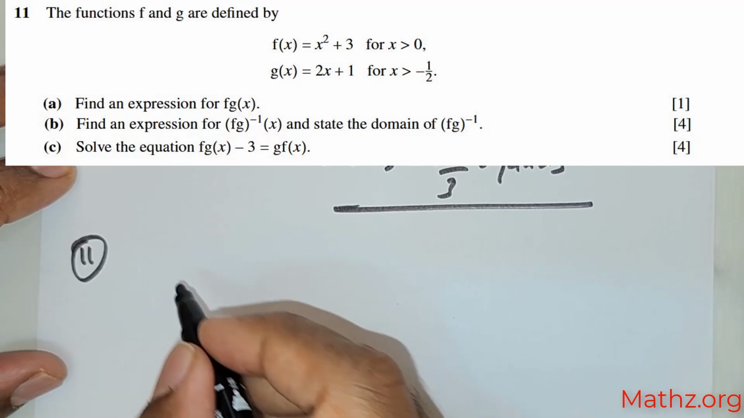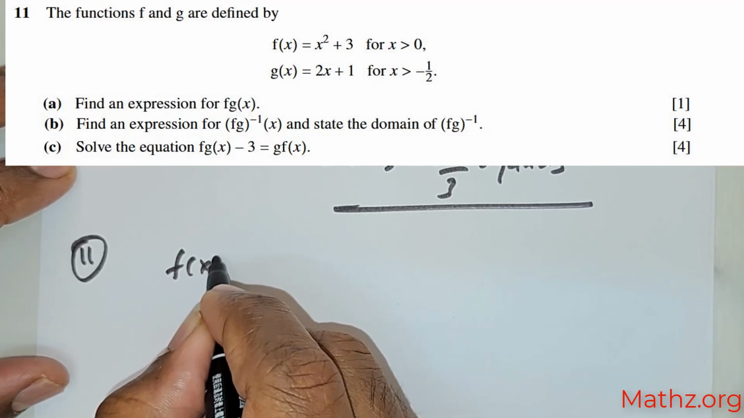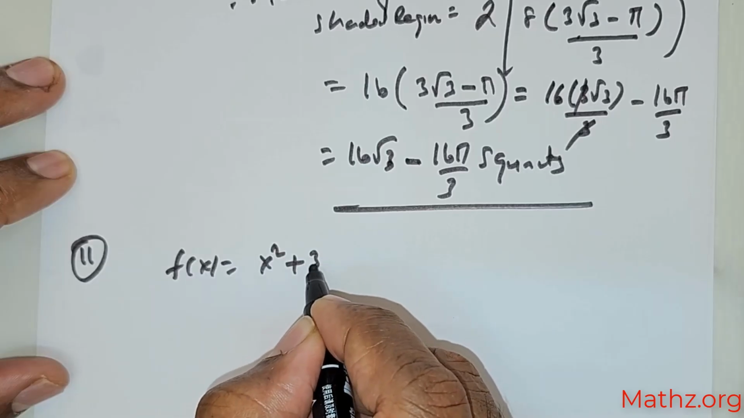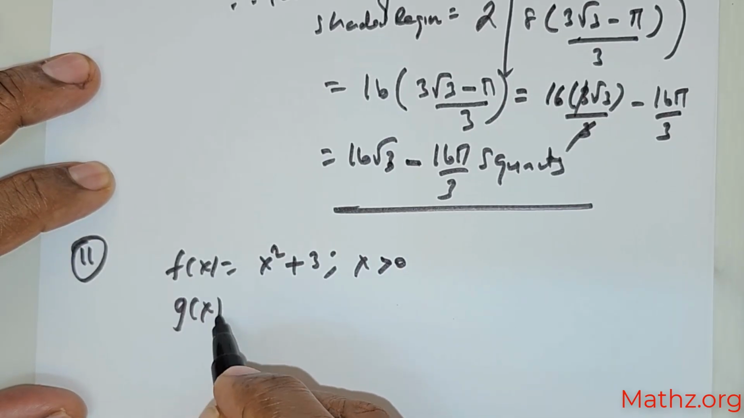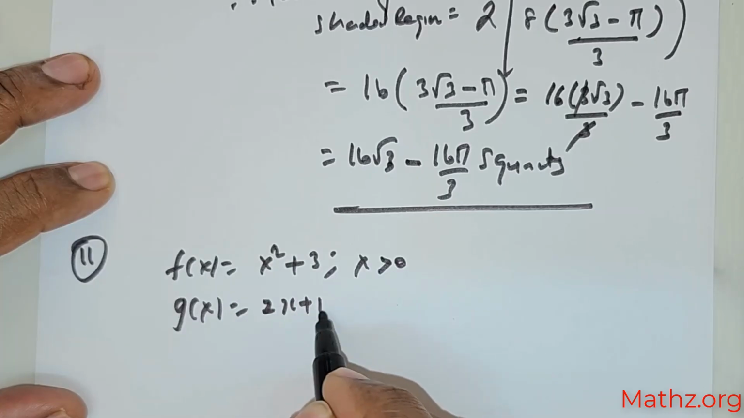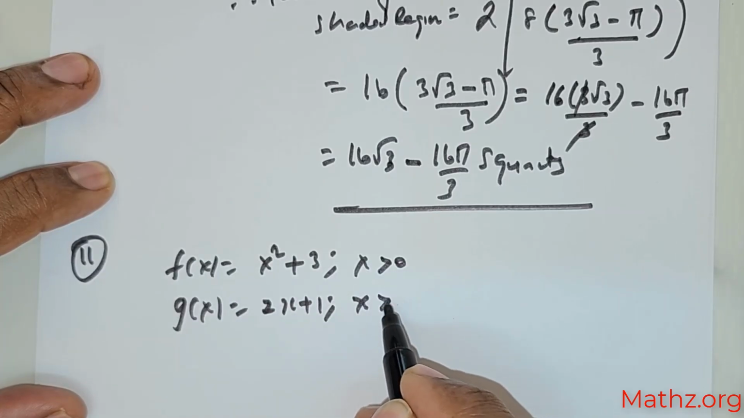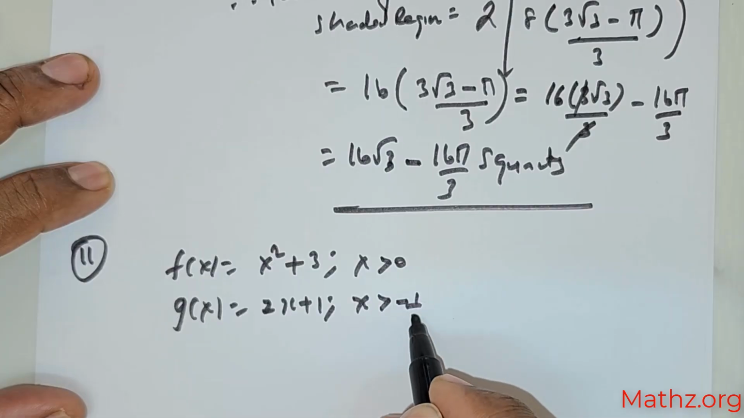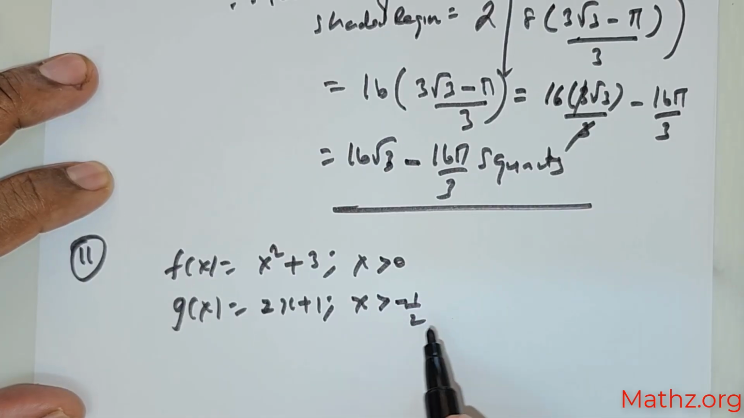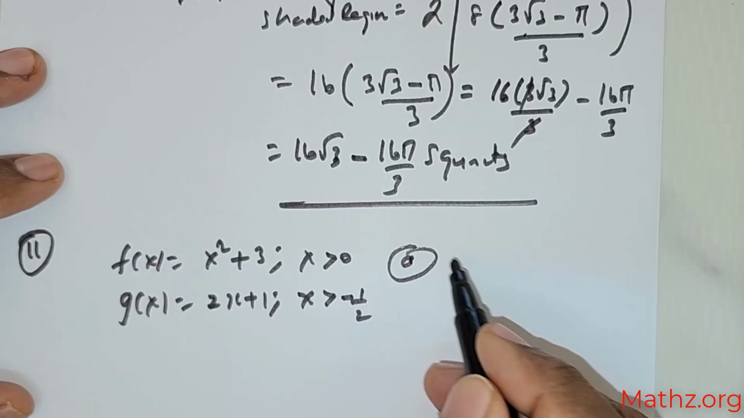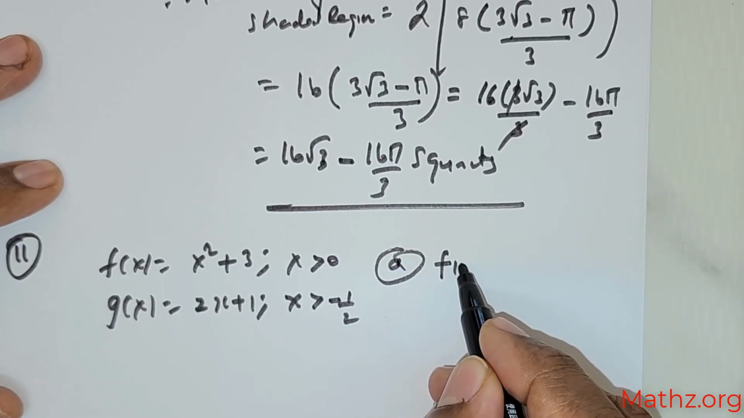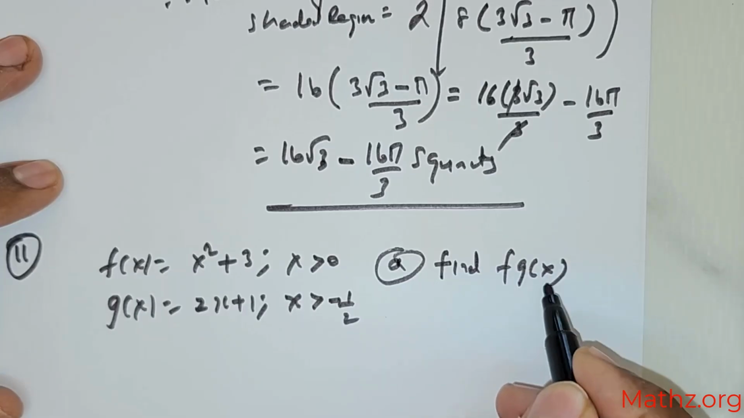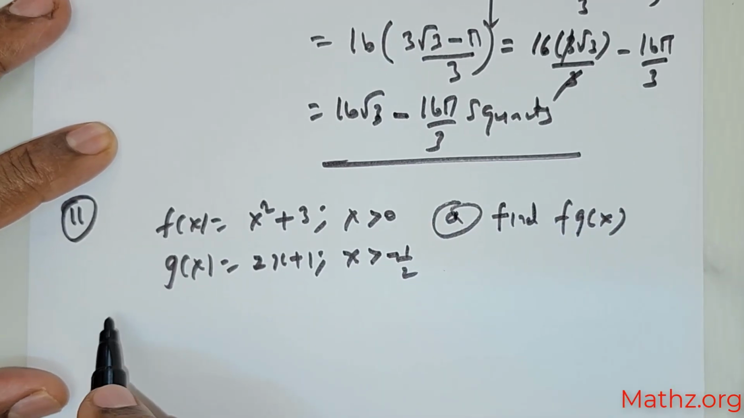Students, this is question number 11. We are given f(x) = x² + 3, x > 0, and g(x) = 2x + 1, x > -1/2. Now, the first part of the question is we have to find fg(x). Let's do this first part.